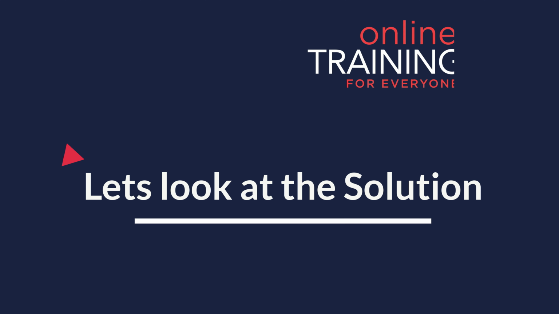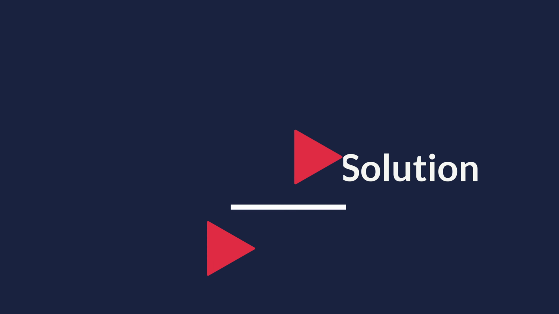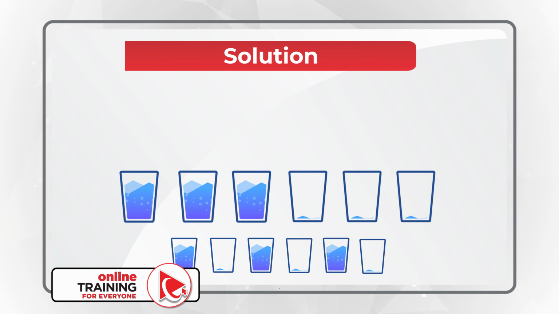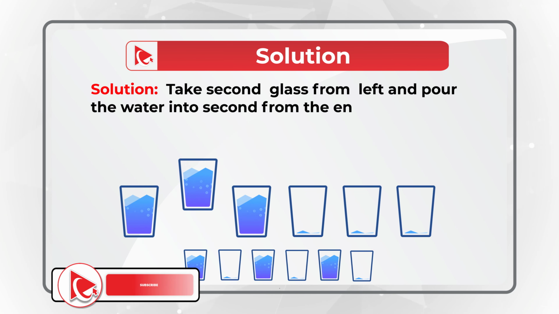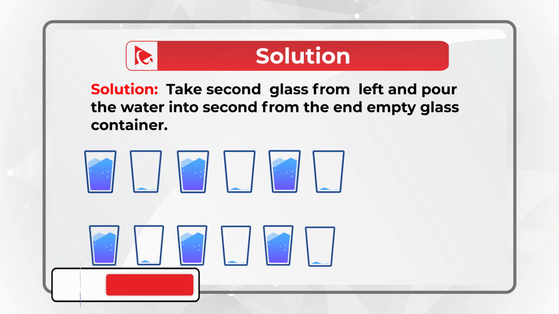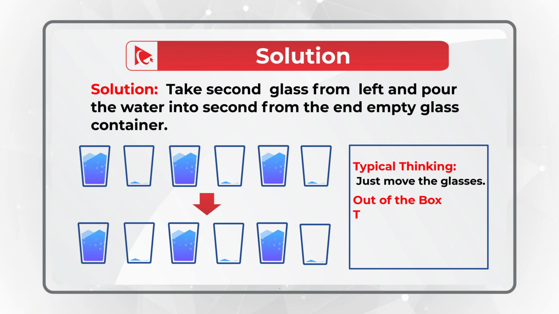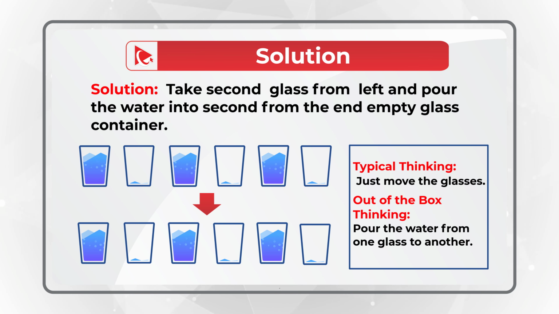I'm pretty sure you figured it out, but just in case, I am moving forward to share the solution with you. As I mentioned, you need to think out of the box. And the solution is to take the second glass from the left and pour the water into the second from the end empty glass container. Typical thinking to solve this problem is just to move the glasses. But out-of-the-box thinking is pour the water from one glass to another.